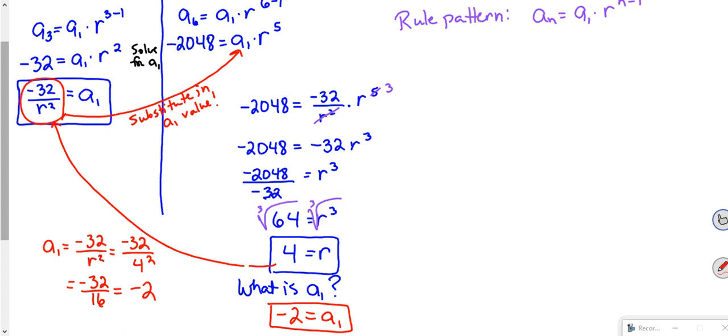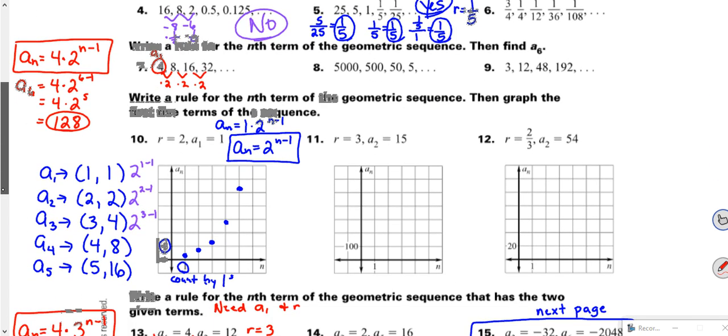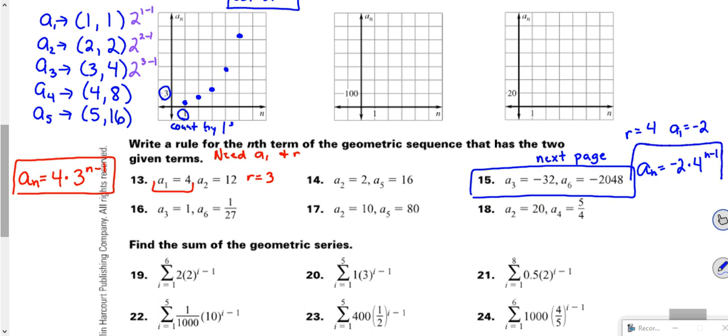So now that I know what r is and a sub 1 is, let me go back to the other page. So now on number 15, we found out that r equals 4 and a1 is negative 2. That's what we found. So that means our pattern is a sub n equals negative 2 times 4 to the n minus 1. I hope that helps. I hope that gives you enough notes there for some subsequent ones that don't start with a 1.